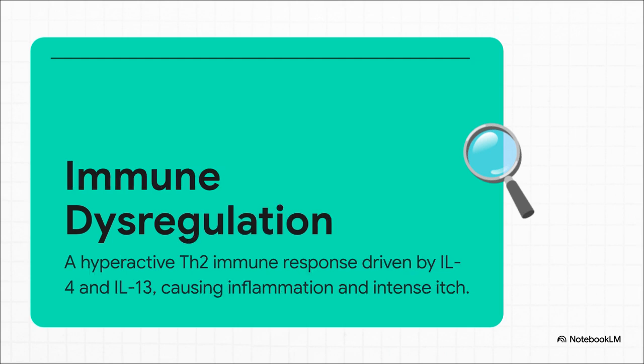So what happens when those irritants get through the leaky wall? Well, the immune system completely overreacts. It launches this powerful T helper 2 response. This whole cascade, powered by key cytokines like IL-4 and IL-13, is the engine that drives the inflammation and that relentless, maddening itch that defines AD.